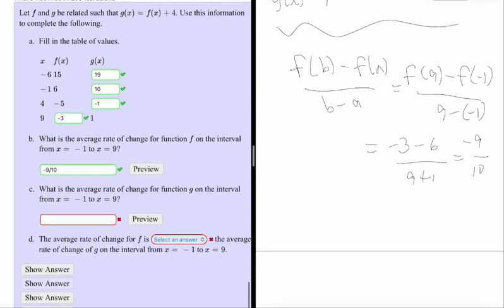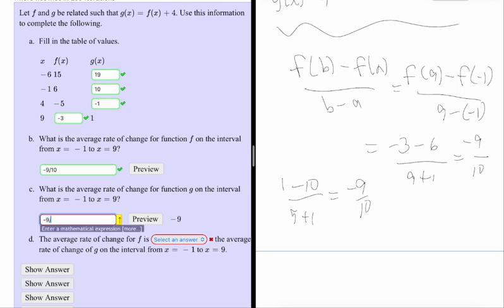Oh, very good. Okay. Now, if we do it again for the g function, if we use the right ones this time, the g function values are my outer values. g of 9 is 1 minus g of negative 1 is 10, over 9 minus negative 1, or negative 9 over 10.